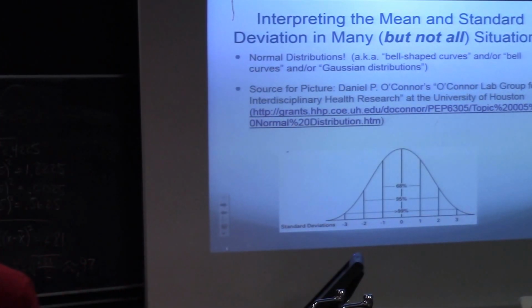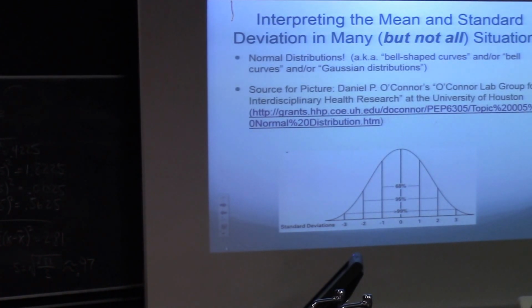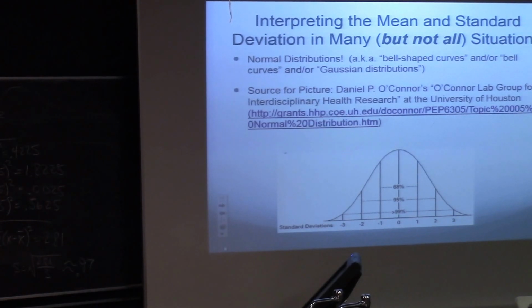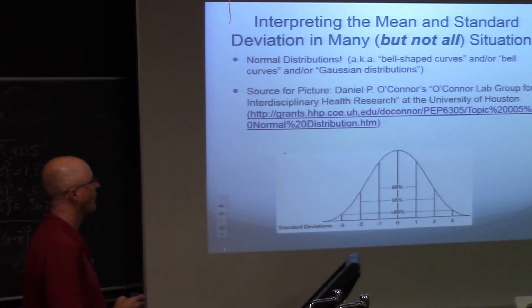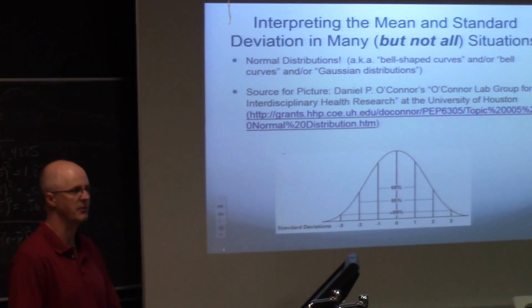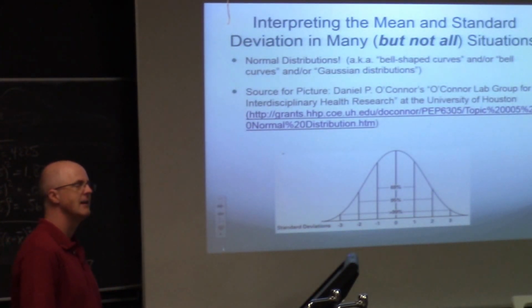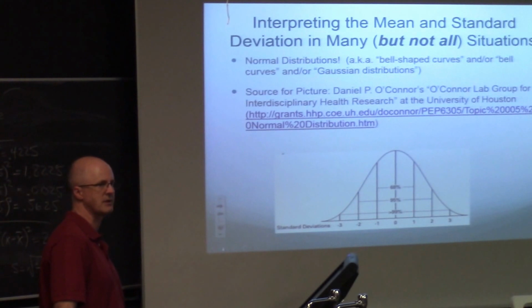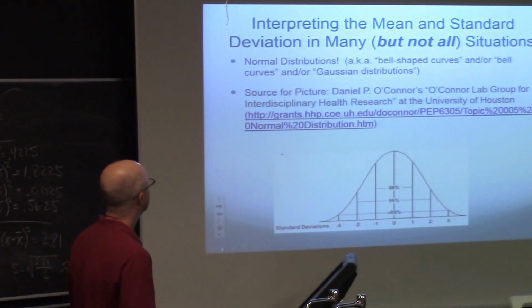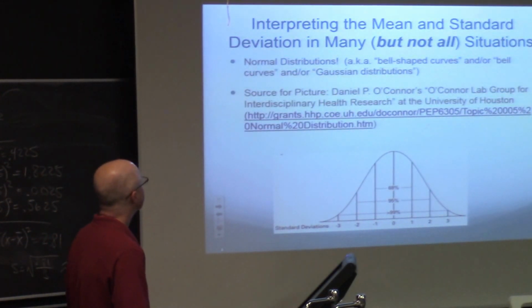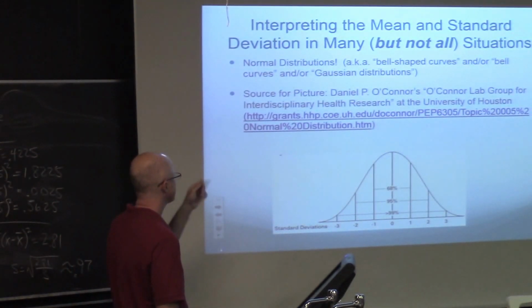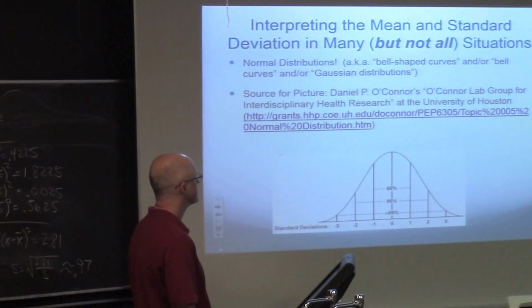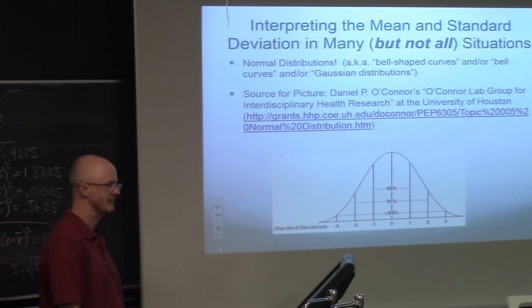Interpreting the mean and standard deviation in many, but not all, situations. Use normal distributions, also known as bell-shaped curves, or bell curves, or Gaussian distributions. Anytime you hear those words, it means the same thing. The most common word to use is normal distribution. There's a picture I found. You can find many such pictures online from this website illustrating a normal curve.